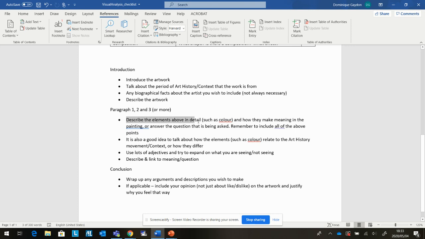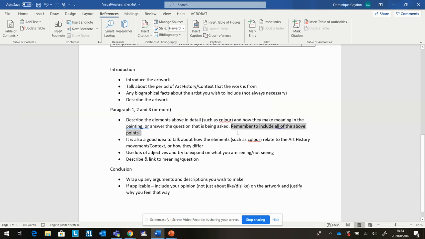Describe the elements above in detail and how these things add meaning or answer the question that is being asked. This is more for grades 10 to 12. You'll be asked questions like, how is this painting either going against the Renaissance or does it flow with the Renaissance? Don't worry about it. This is for the older grades, but you will be asked to determine meaning in your assignment.